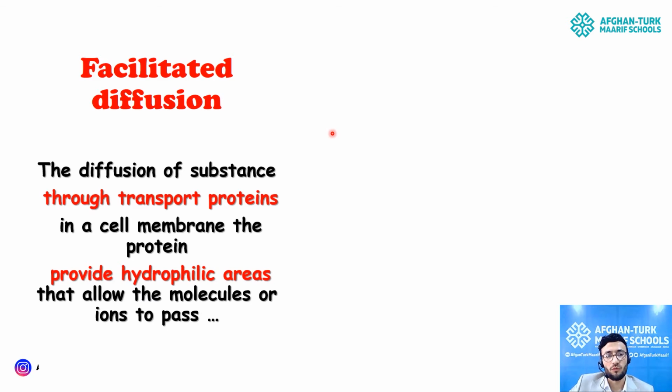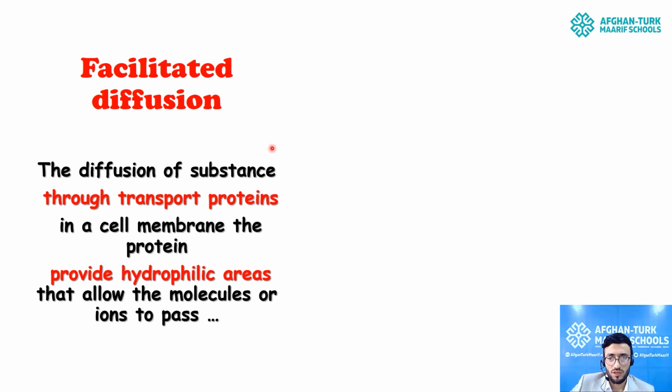Another way that cells communicate with each other is facilitated diffusion. There is no difference between diffusion and facilitated diffusion, except that facilitated diffusion means it is made possible or made easy, and this function is carried out by different types of proteins that are embedded inside the cell membrane. For example, the diffusion of substances through transport proteins. This could be the definition of facilitated diffusion.